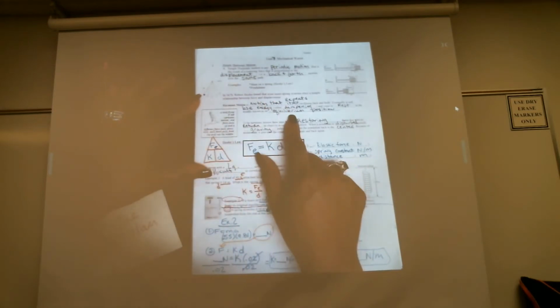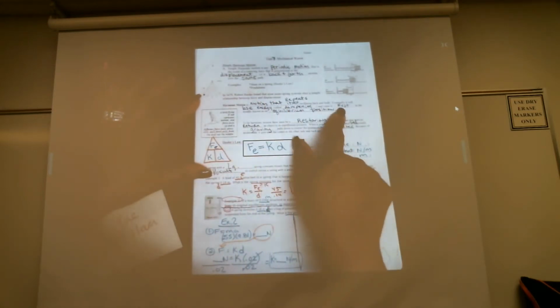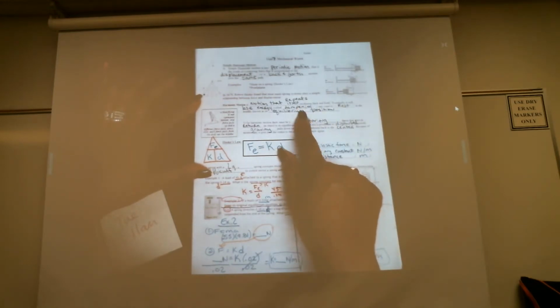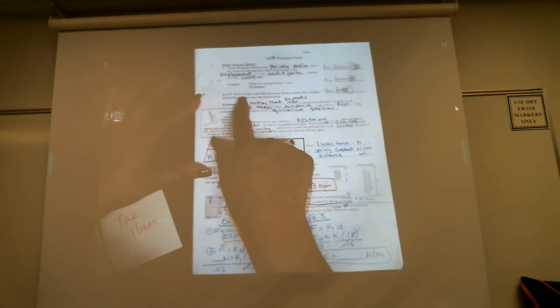Eventually, they're going to come to a stop or a rest, which is called dampening. Why are they coming to a rest? Because of gravity and friction. So when they get back to that equilibrium position due to dampening, that is called simple harmonic motion.